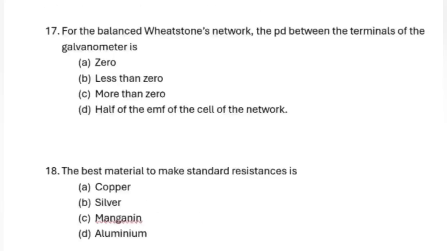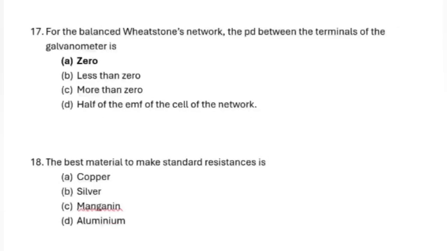Question number 17. For the balanced Wheatstone's network, the potential difference between the terminals of the galvanometer is option A 0, option B less than 0, option C more than 0, option D half of the EMF of the cell of the network. Here the correct answer is option A, 0.